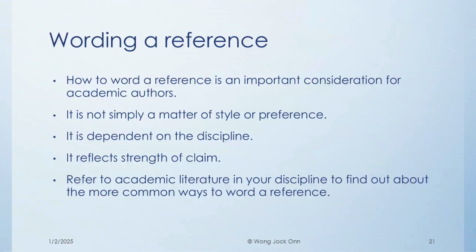Wording a reference. How to word a reference is an important consideration for academic authors. It is not simply a matter of style or preference. It is dependent on the discipline. It reflects strength of claim. You should refer to academic literature in your discipline to find out about the more common ways to word a reference.